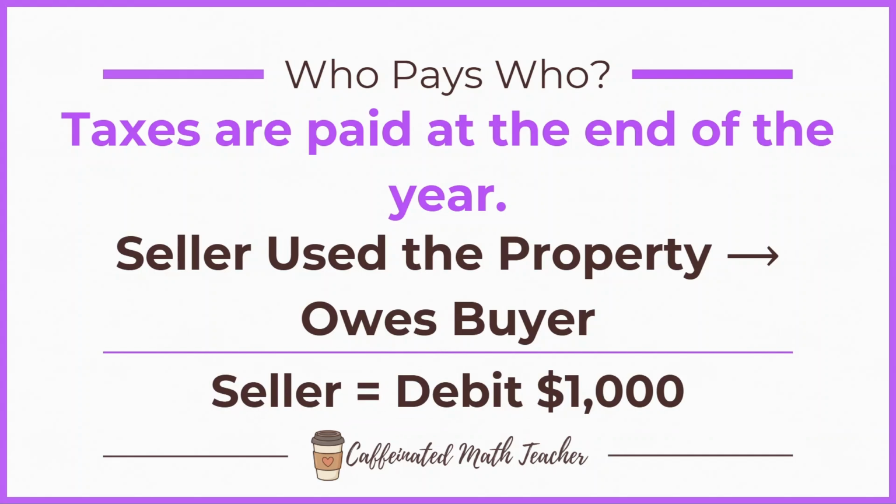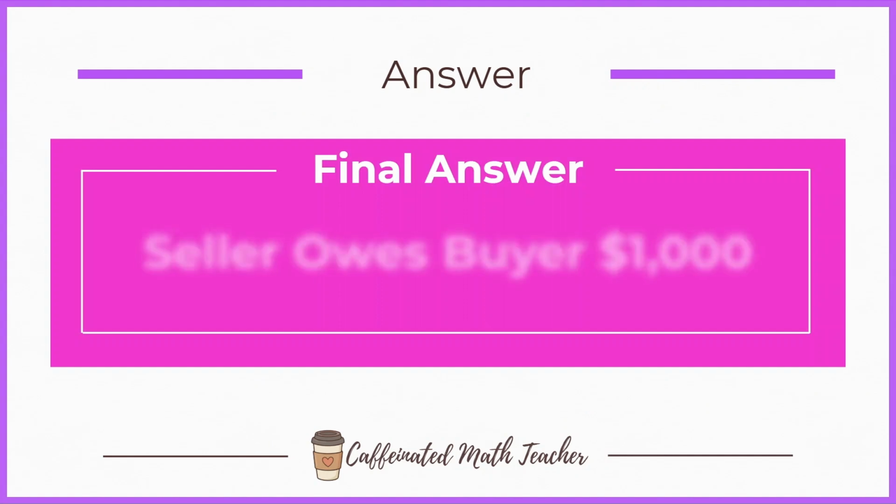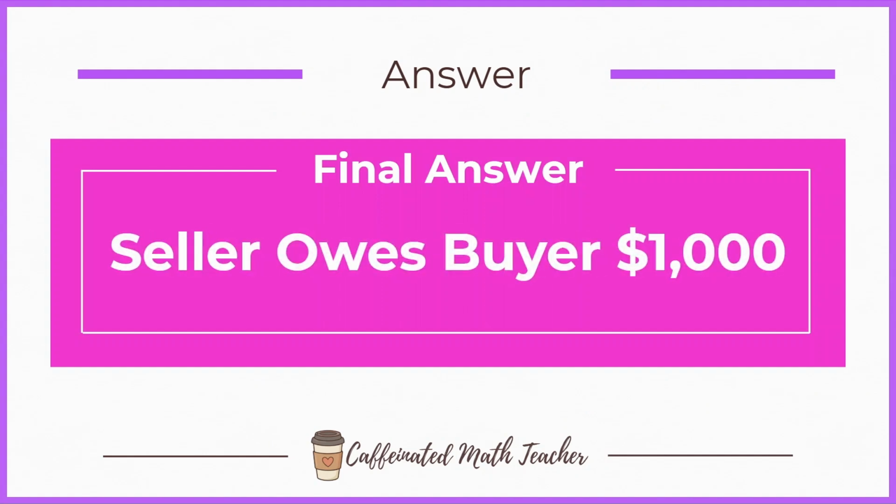And here's something that often confuses people. This doesn't mean the seller is writing a separate check directly to the buyer. This amount is handled at closing. It gets added into the closing costs, and the buyer is credited that amount on the settlement statement. So everything is balanced out as part of the closing process. So the final answer is the seller owes the buyer $1,000.